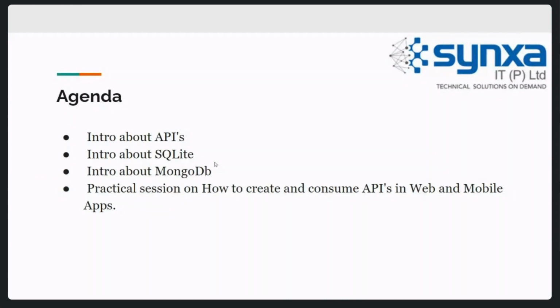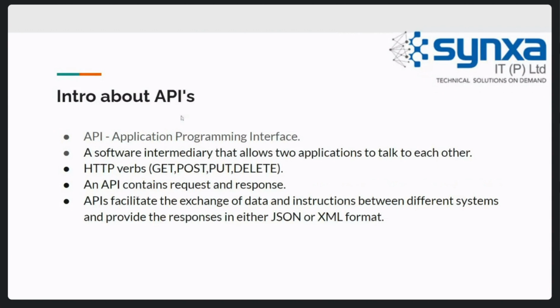Firstly, we are going to discuss about the APIs: what is the API and how the API works. Secondly, we're going to discuss about the SQLite database. After that, we need to discuss about the MongoDB database. And after that, we will do some practical session on how to create APIs in both web applications and mobile applications. Let's go into the API.